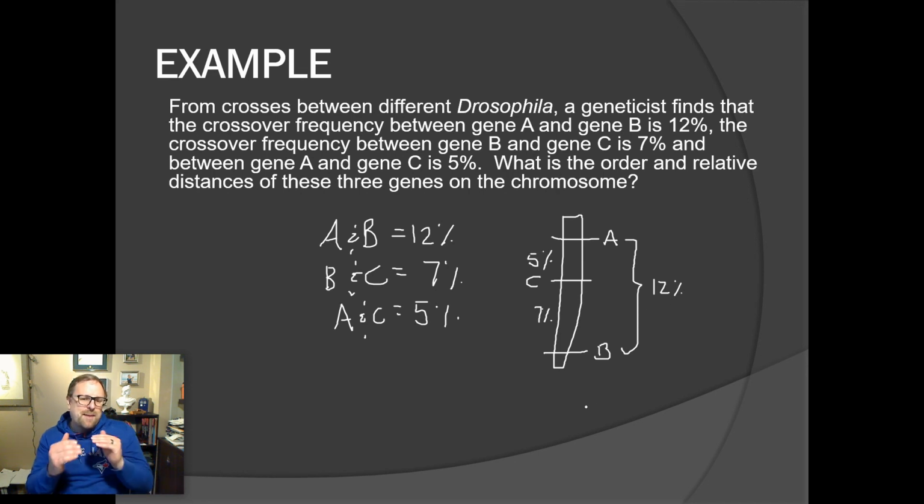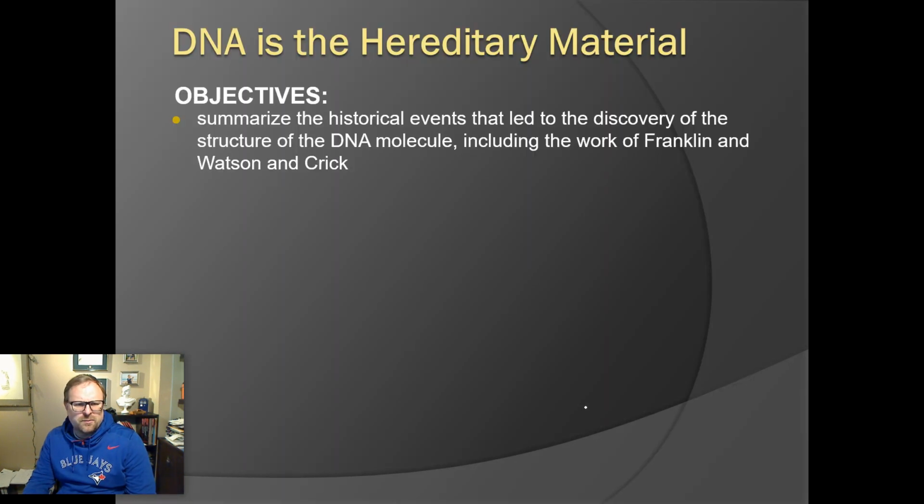So when we're mapping chromosomes using crossover frequency, all you're going to do is take your biggest number, your biggest crossover frequency, put those at the opposite ends, and then try to space in between. So really you're playing a logic puzzle to try to make these make sense for you. Hope that does make sense a little bit.